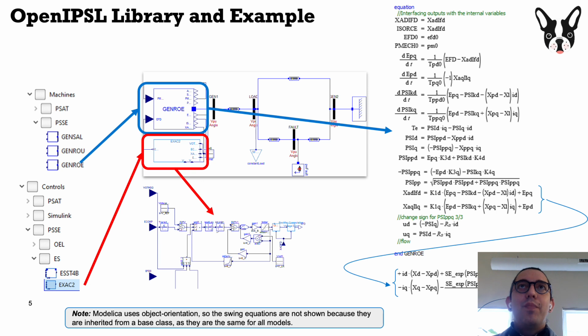Here is an example built using the Modelica language and the OpenIPSL library. You can see in this slide the power grid, the generator, and the excitation system. We can use both equation-based modeling, shown on the right-hand side, or block diagrams, shown for the exciter.